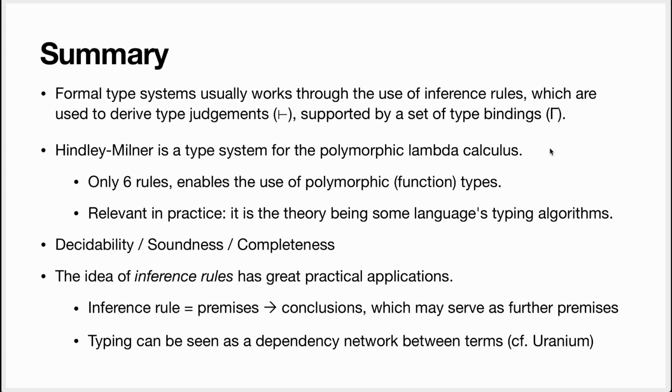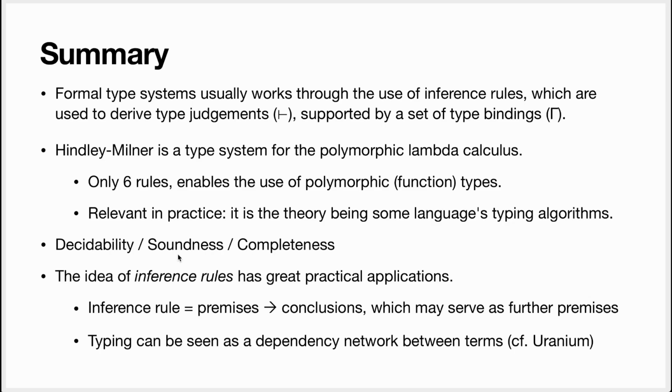This is relevant in practice, as this is the theory behind the typing algorithm of Haskell, ML, and some other functional languages. We've seen 3 desirable properties for typing systems: decidability, which means there exists a procedure that can make a typing decision. Soundness, which is that everything the typing system proves is true. And completeness, which means that everything that is true can be proven. In the context of type systems, decidability means that there is an algorithm that is able to eventually make a decision. So either the program is well-typed, ill-typed, or the algorithm can also stop and decide not to type the program in the case it's also incomplete.